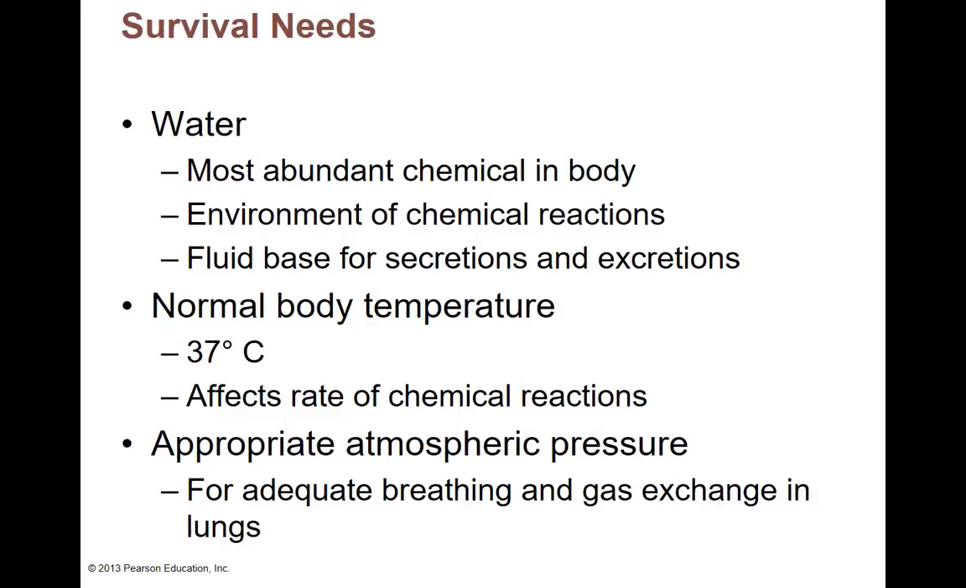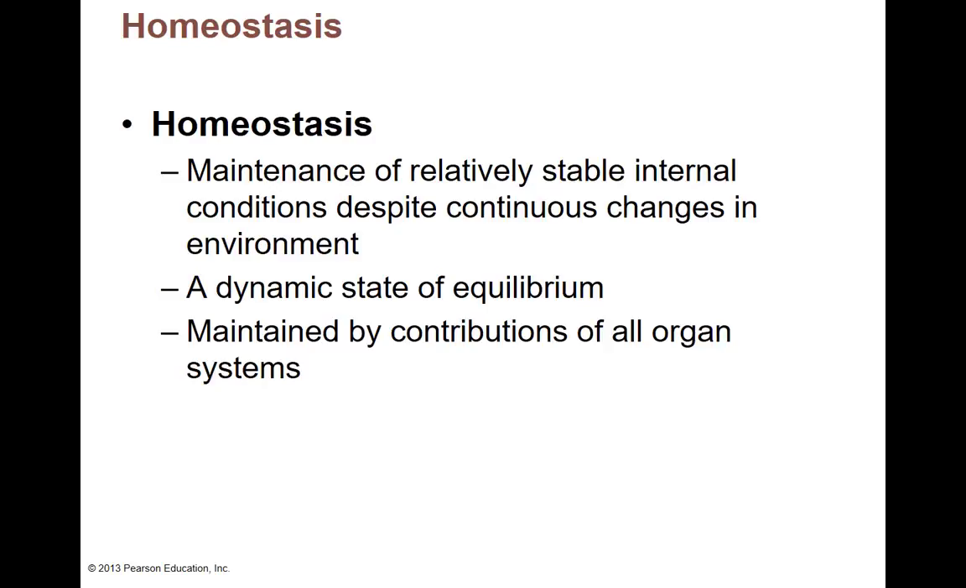We need our normal body temperature of about 37 degrees Celsius. If it gets too high or too low, the chemical reactions in your body will not take place. You may die. We need the atmospheric pressure for gas exchange. I already mentioned that. And we need to keep everything in our body the same. It's called homeostasis.